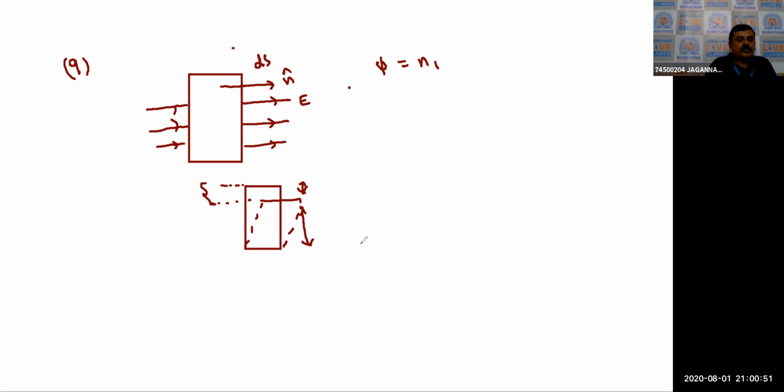Through this area, the number of electric field lines entering is given as N2. The area here is decreased. The more the area, the more electric field lines will pass, and the more electric flux passes through. Here this is less area, so N1 is greater than N2. This is question number 9.